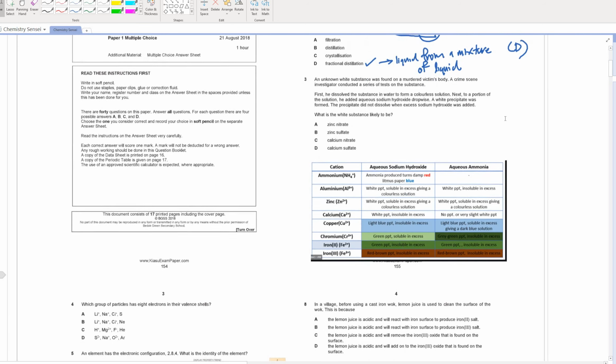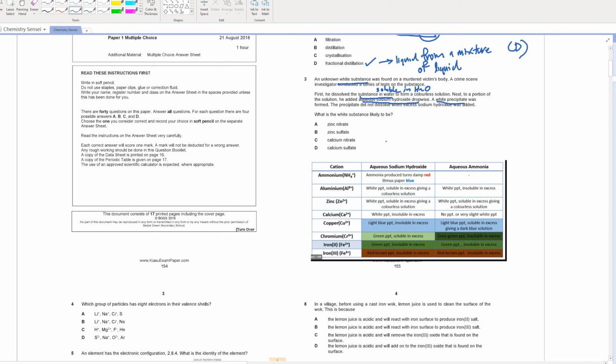For question 3, an unknown white substance was found on a murdered victim's body. A crime scene investigator conducted a series of tests on the substance. First, he dissolved the substance in water to form a colorless solution. So this implies that the substance is actually soluble in water. Next, to a portion of the solution, he added aqueous sodium hydroxide dropwise. So this is an ionic test. A white precipitate was formed. The precipitate did not dissolve when excess sodium hydroxide was added.